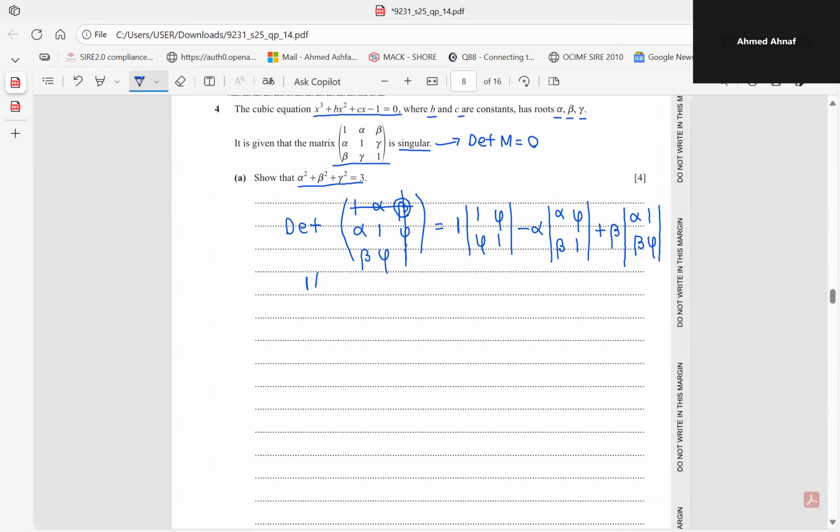So this is 1 times, just take the cross product, so 1 minus gamma times gamma, so that's just gamma squared, minus alpha, alpha times 1, that's alpha, minus gamma times beta, that's beta gamma, and for beta, this is alpha gamma times minus beta. It equals 0.